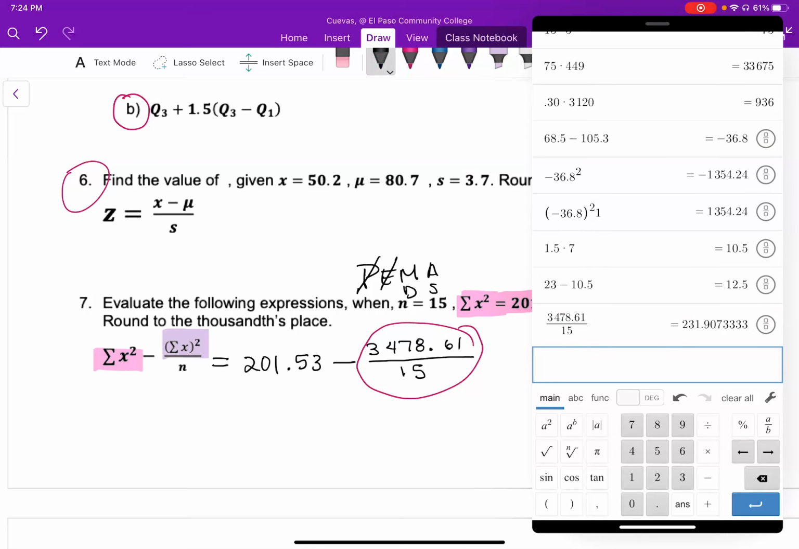Do you see that horrible decimal that we got? You need to keep it, and you cannot cut off a bunch of decimals. Otherwise, your answer will be way off by the time I'm finished doing all sorts of calculations and chopping off all sorts of numbers. You need to make sure to have it. So now we have 201.53 minus 231. Good thing we have a calculator. You're not doing this by hand.